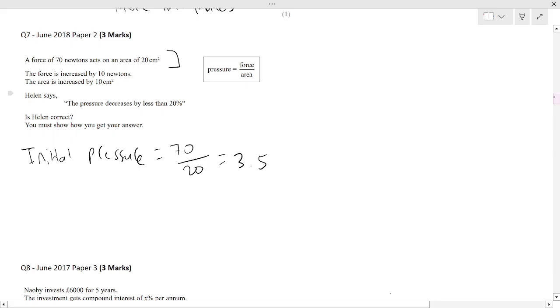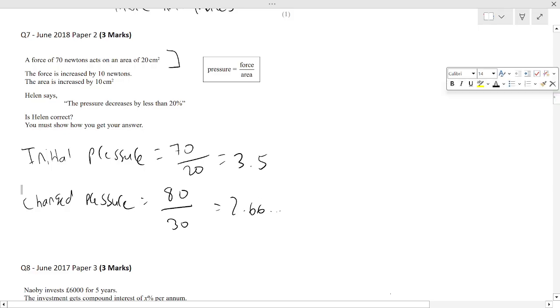Then it's saying the force and area change. So the changed pressure. Well, the new force is increased by 10. So it's going to be 70 add 10, which is 80 for the force. And the area is also increased by 10. So it's going to be 20 add 10, which is 30. So your new pressure, or your changed pressure, will be 80 over 30, which is 2.66. Okay, this is a recurring decimal, but it doesn't matter.